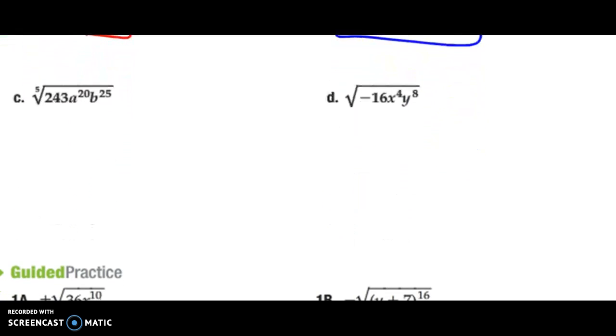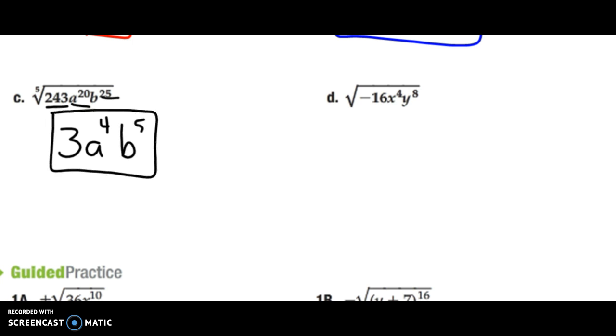For letter C and D. Letter C, I have my index being 5. So I'm going to go 243 to the 1/5 power, and I can do that on my calculator. 243 to the 1/5 power ends up being 3. Then a to the 20th power times 1/5. 1/5 of 20 is a to the 4th. And then b to the 25th power to the 1/5 would be b to the 5th. And there again is my answer.